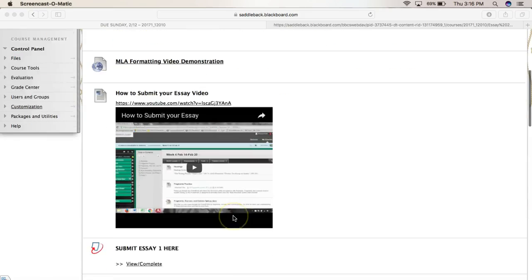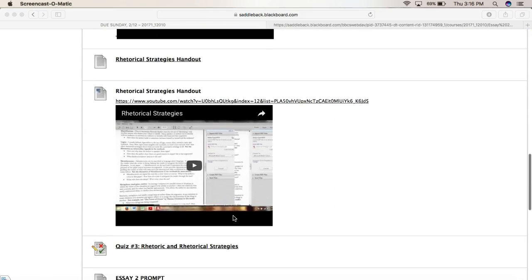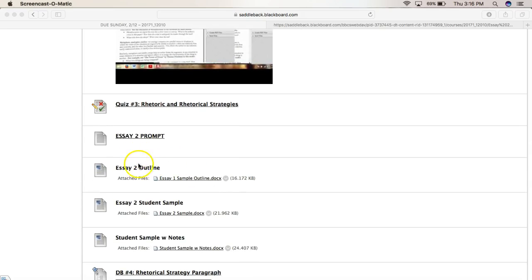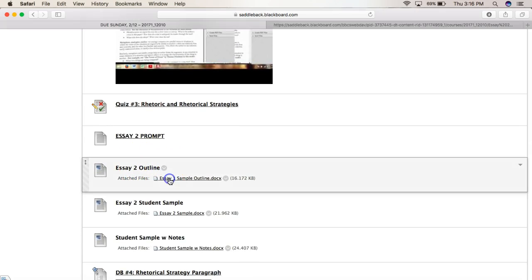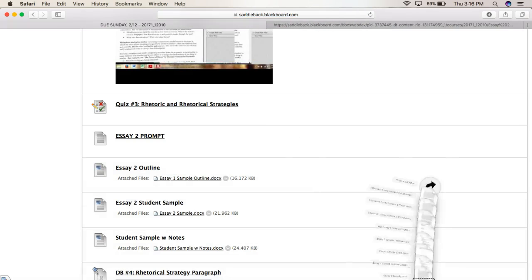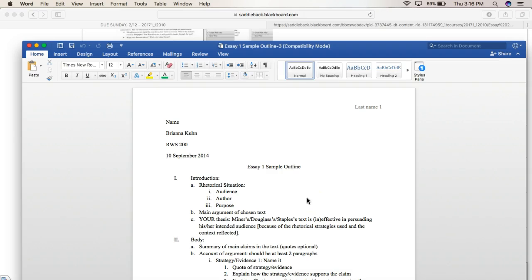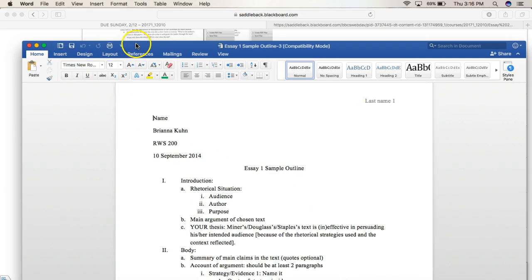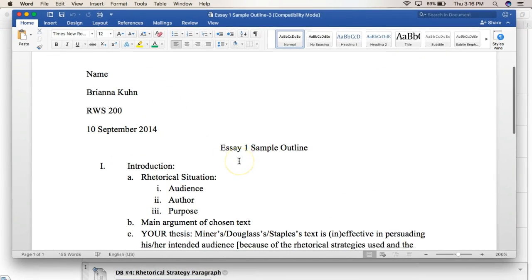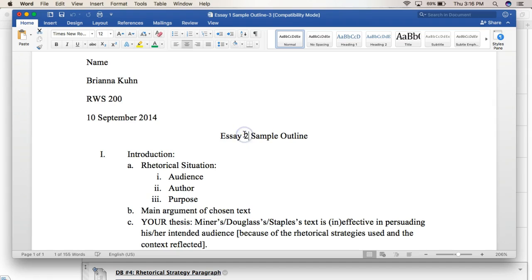Okay, so in our folder, underneath the rhetorical strategies handout, lecture, and the prompt video will be here. Right underneath that is our outline. So if you click on that, it will download and then you can open it. And this should really help you to understand how to construct your essay and how to visualize it. Okay, so let's look here, and this is actually Essay 2.